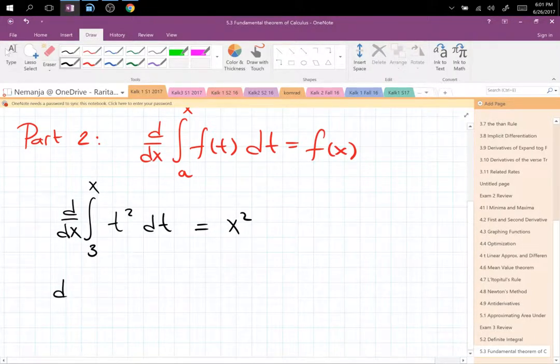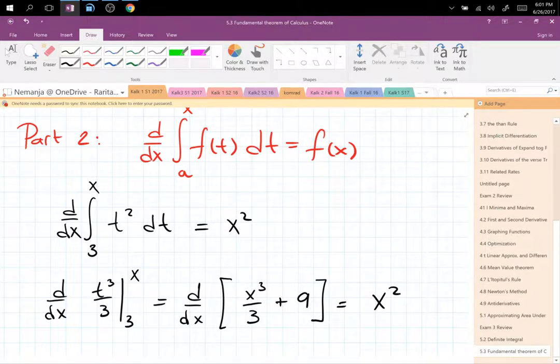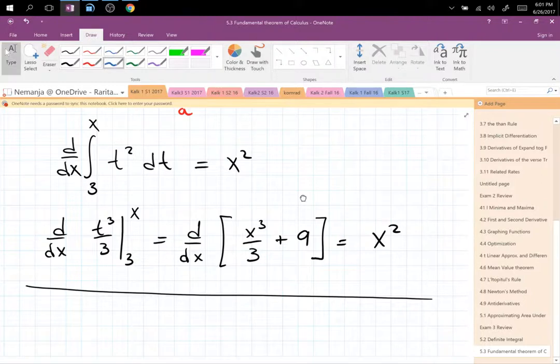If you are to compute this, the integral would be t cubed over 3 computed from 3 to x. And when you plug these values in, you get x cubed over 3 minus 9. And when you take the derivative of this, you get x squared. So you could actually do the proof and show that that always happens.